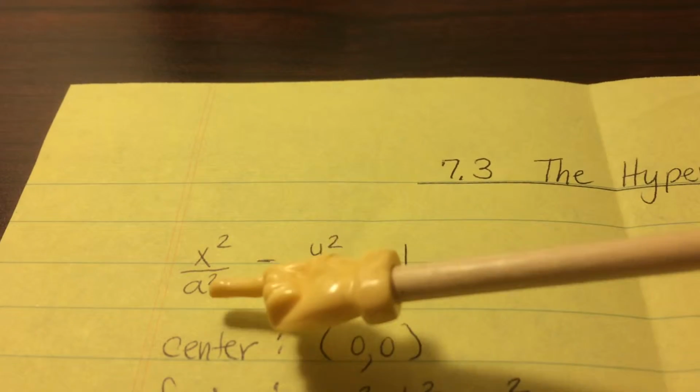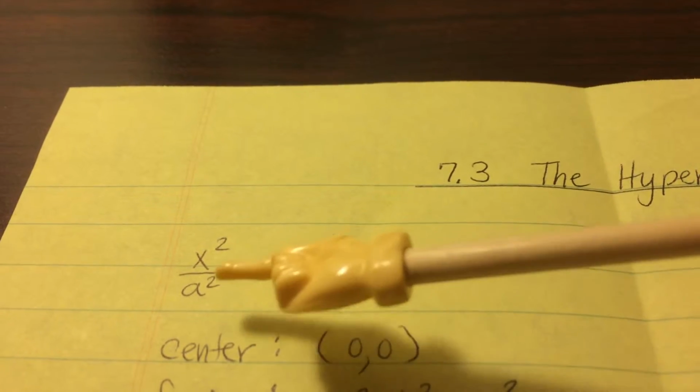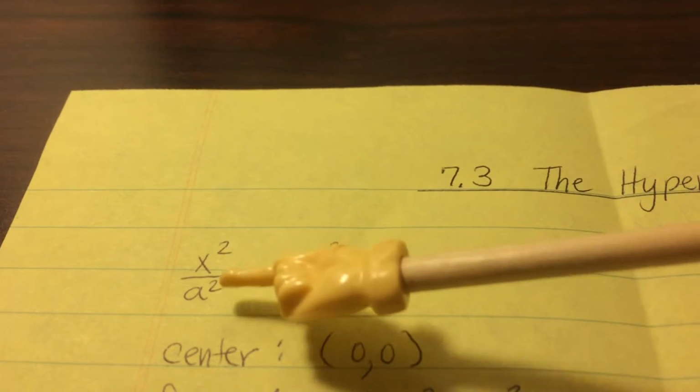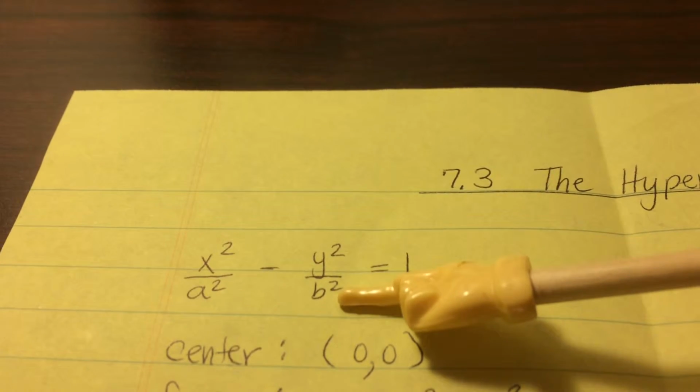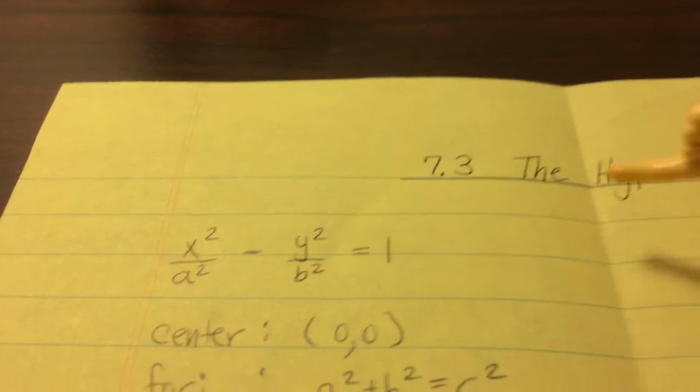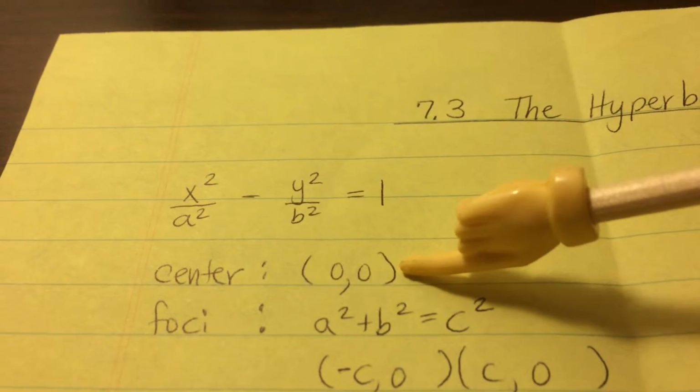And the circle and ellipse can be determined by the denominator. If the denominators are exactly the same, it's a circle. If one of the denominators is larger, then it's going to be an ellipse instead. Okay, so we still need to find the center on this one.